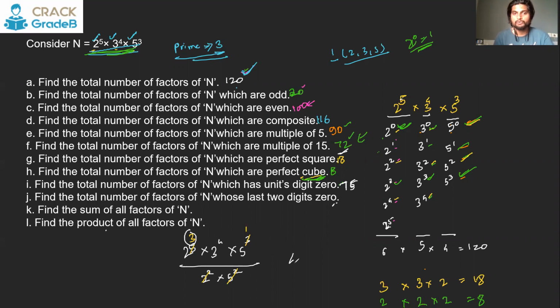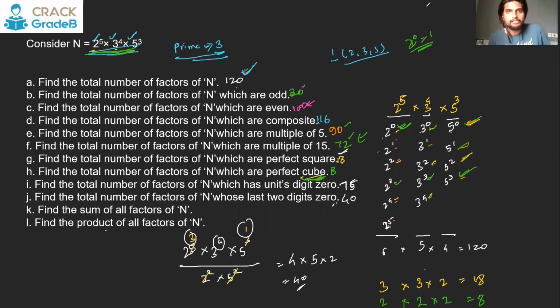So this 3 becomes 4, this 4 becomes 5, and this 1 becomes 2. Increase everything by 1: 4 into 5 into 2. There will be 40 factors which are going to be multiples of 100.